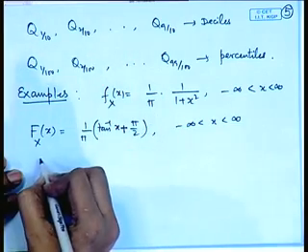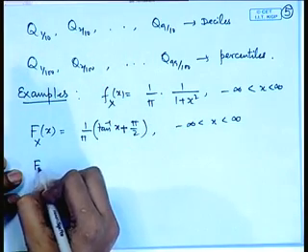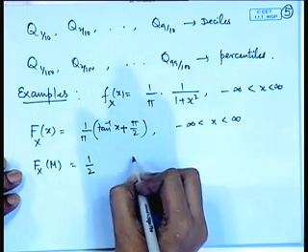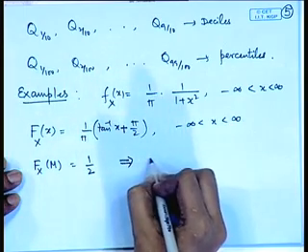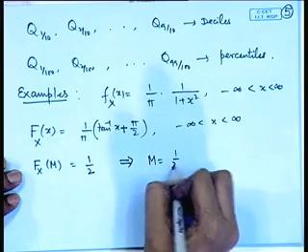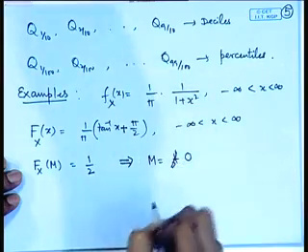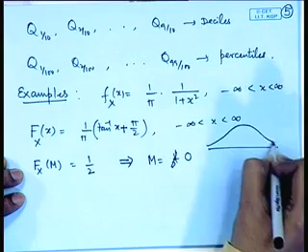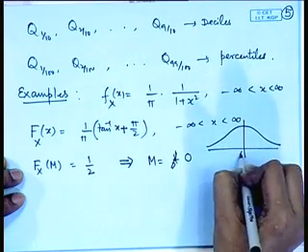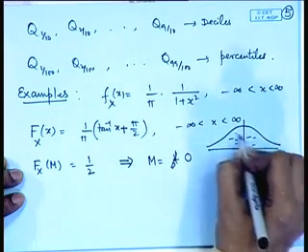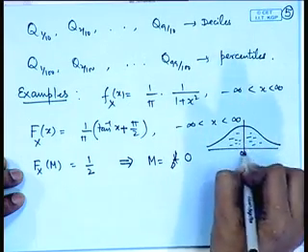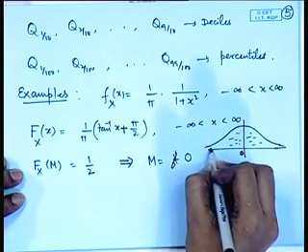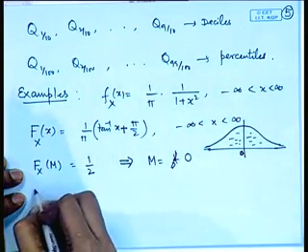So, if we calculate say the point F(m) is equal to half, then this corresponds to simply tan inverse m is equal to 0, m is equal to 0, which is clear if we plot this distribution. So, it is symmetric about the point 0. So, if the distribution is symmetric about a given point, then that point will be actually the median of the distribution. We can also calculate the quartiles here.